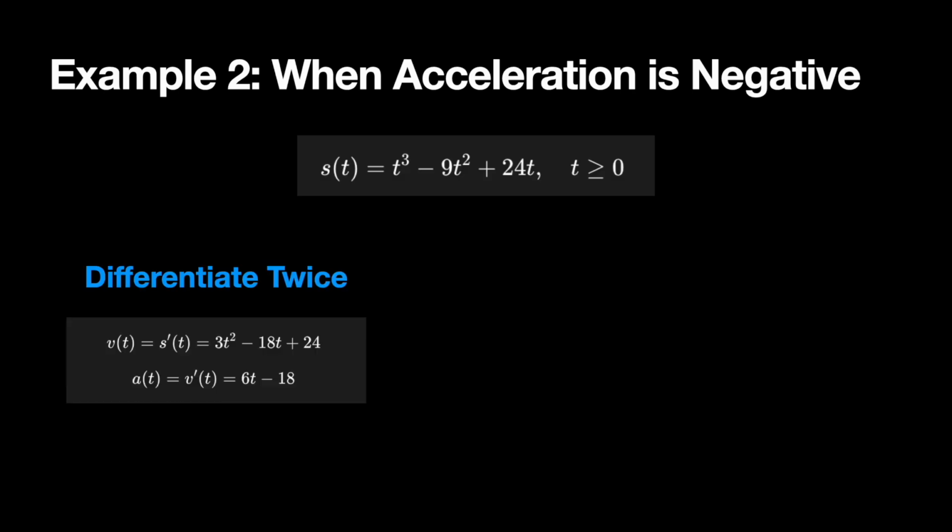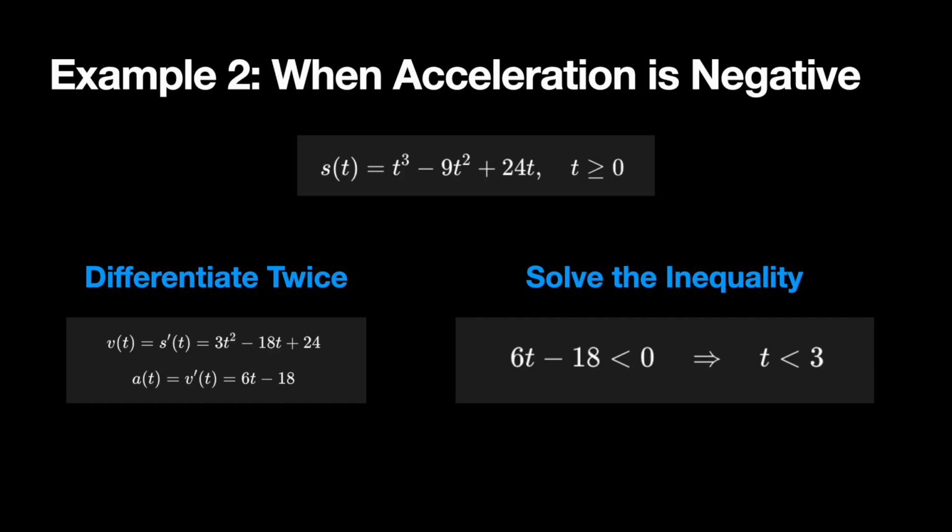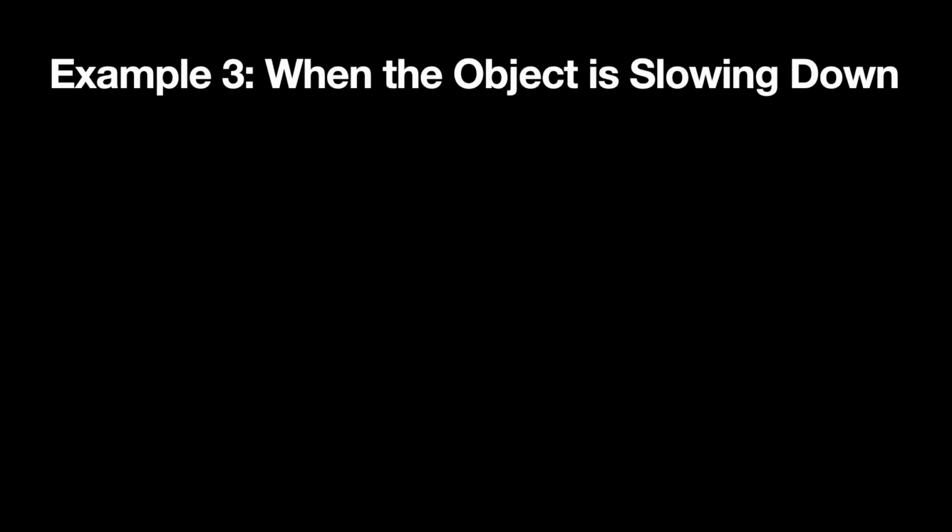Another common problem type is finding when acceleration is negative. First, given this position function, we actually want to differentiate twice this time because acceleration is the second derivative of position. Then we solve the inequality for when our acceleration is less than 0, and we get t is less than 3.